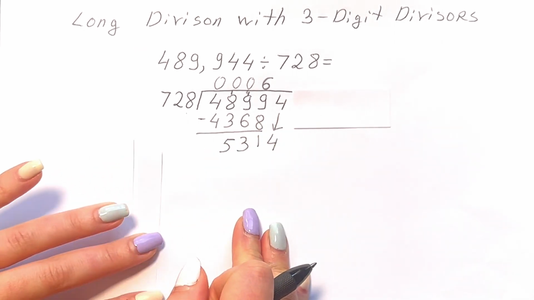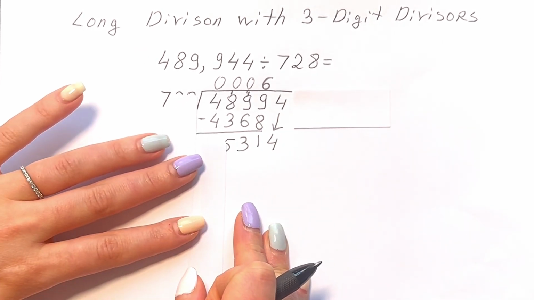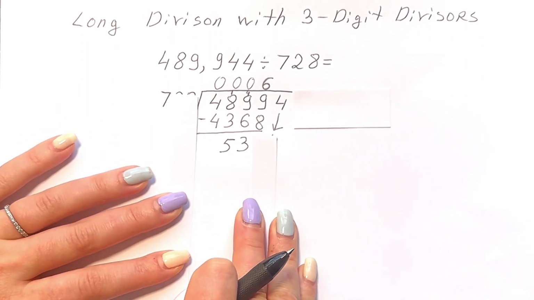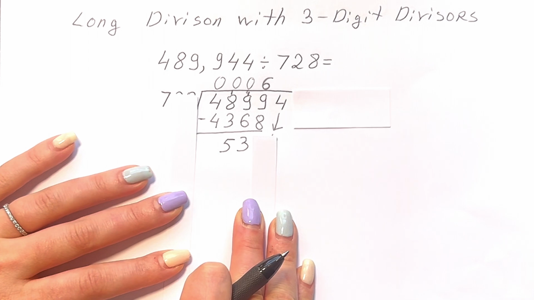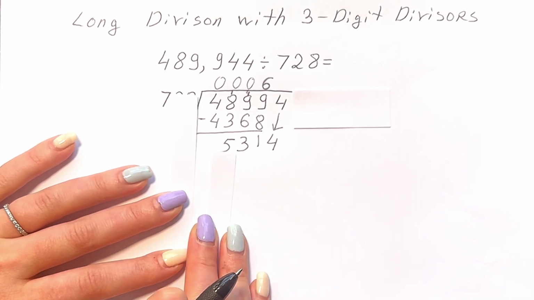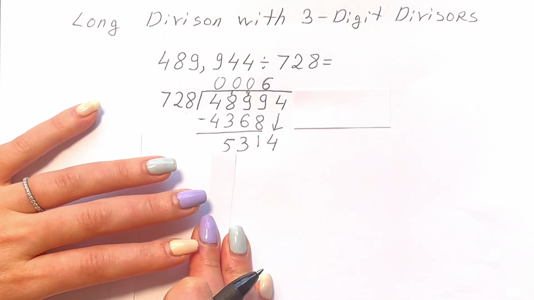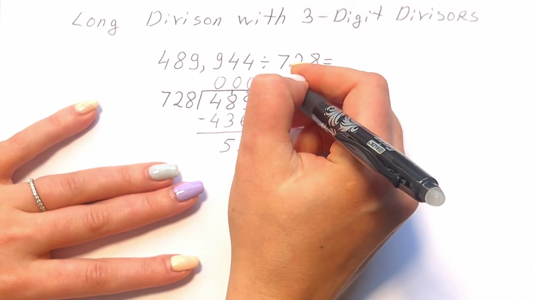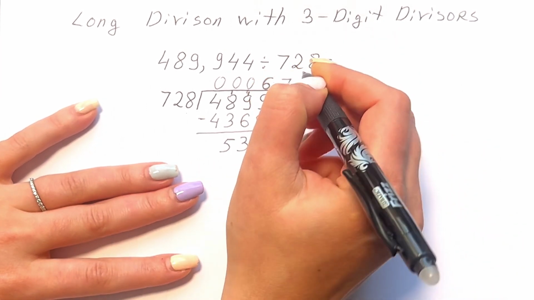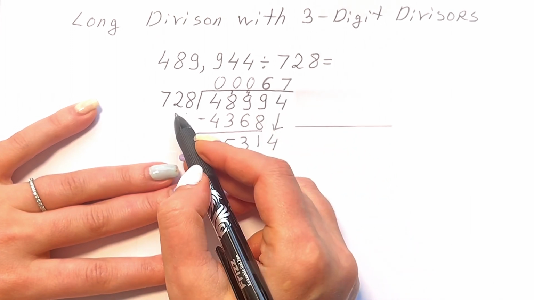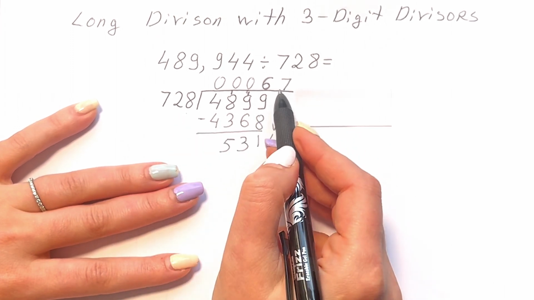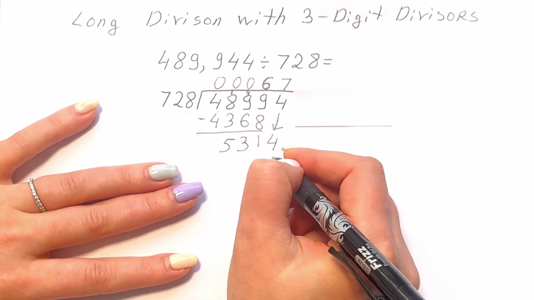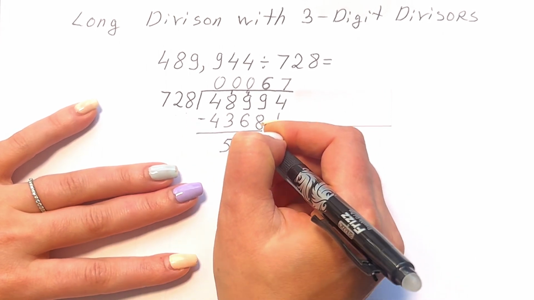Again, the same way, right away, I'm going to cover the last 2 digits to estimate my answer. 7 goes to 53 7 times. It means 728 goes to 5,314 7 times. I'm going to put the 7. Then I'm going to multiply 7 by the divisor to check if 7 is working. 7 times 8, 56. I'm going to put the 6 and carry 5.